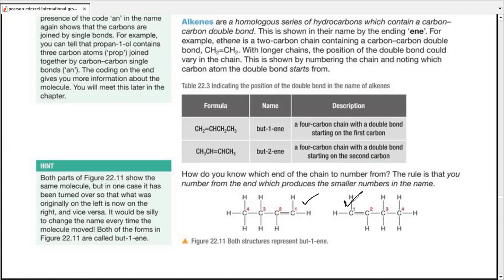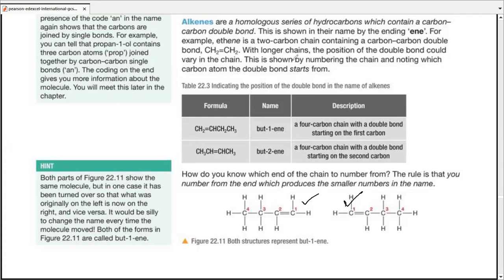Make sense? Okay, so whenever we see the formula with a double bond, we just need to make it so it has the lowest number. So the double bond should get the smallest possible number in the numbering. If you have to start numbering from the right or from the left or from top or from bottom, it does not matter. What matters is that the starting carbon of the double bond should get the lowest possible number, the smallest possible number.